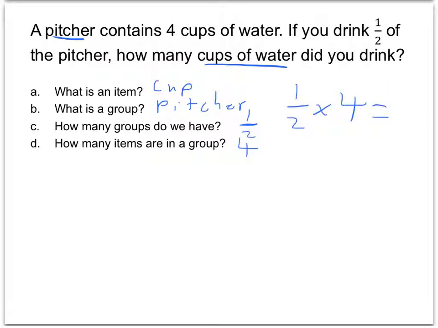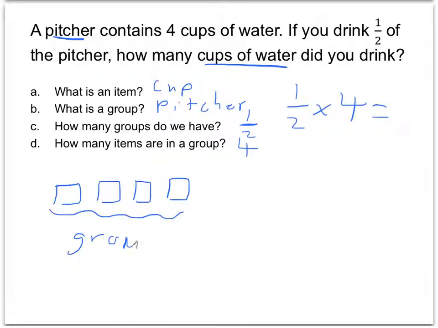Well, let's draw a picture to try to reason through what this equals. So our pitcher consists of 4 cups of water. So let's draw a picture here of 4 cups. 1, 2, 3, 4. So each of these little boxes represents 1 cup of water. And so altogether this is my pitcher, or this is my group. Now it says that we're going to drink half of that pitcher. So we ask ourselves, what does half mean?